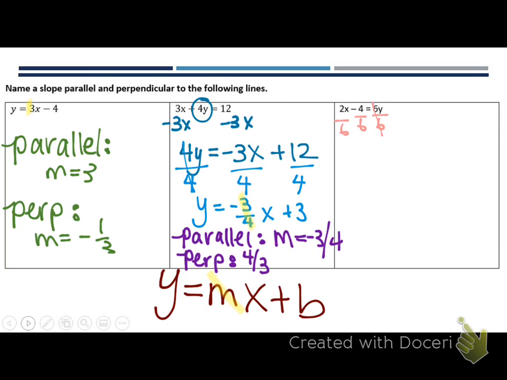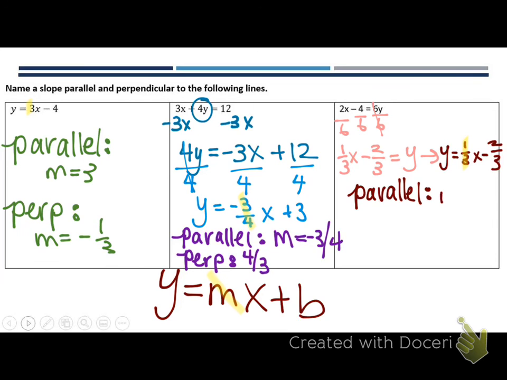So 2 over 6 reduces to 1/3. Drop down the x. Negative 4 divided by 6 is negative 2/3. And then, yes, we are going to flip it so that it can look like y equals mx plus b. Just make sure what's positive stays positive. This 1/3 is positive. And what's negative stays negative. That 2/3 is negative. So what's the slope of this line? 1/3. So parallel to it is going to be 1/3. And then perpendicular to it will be negative 3.